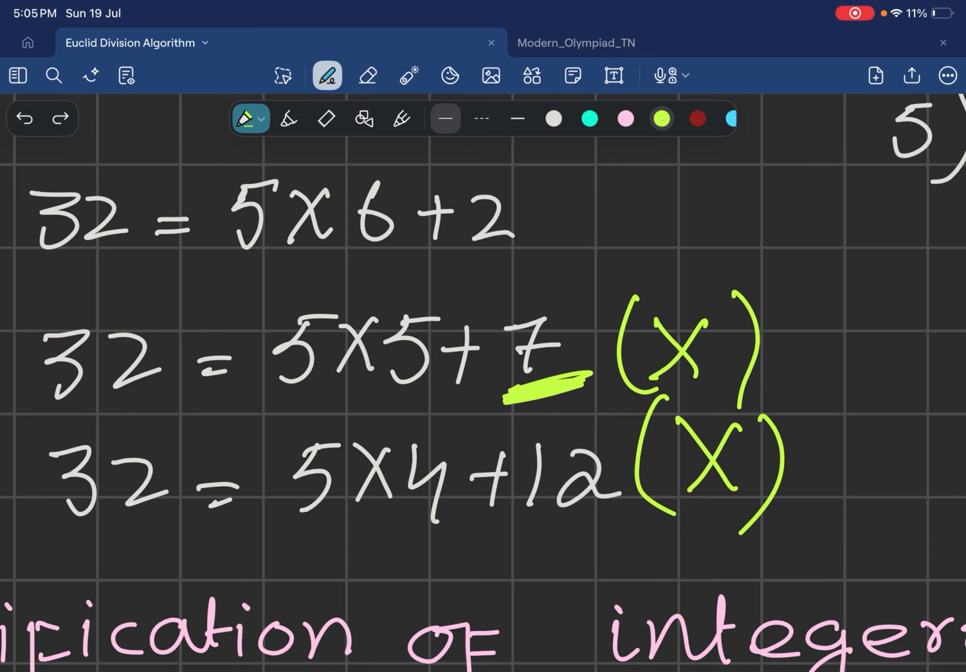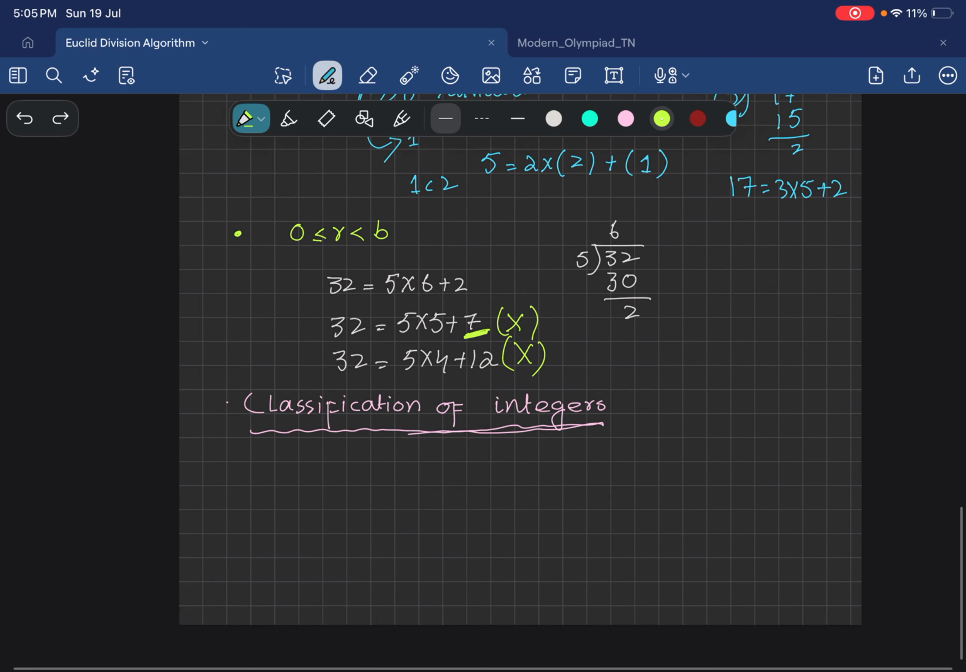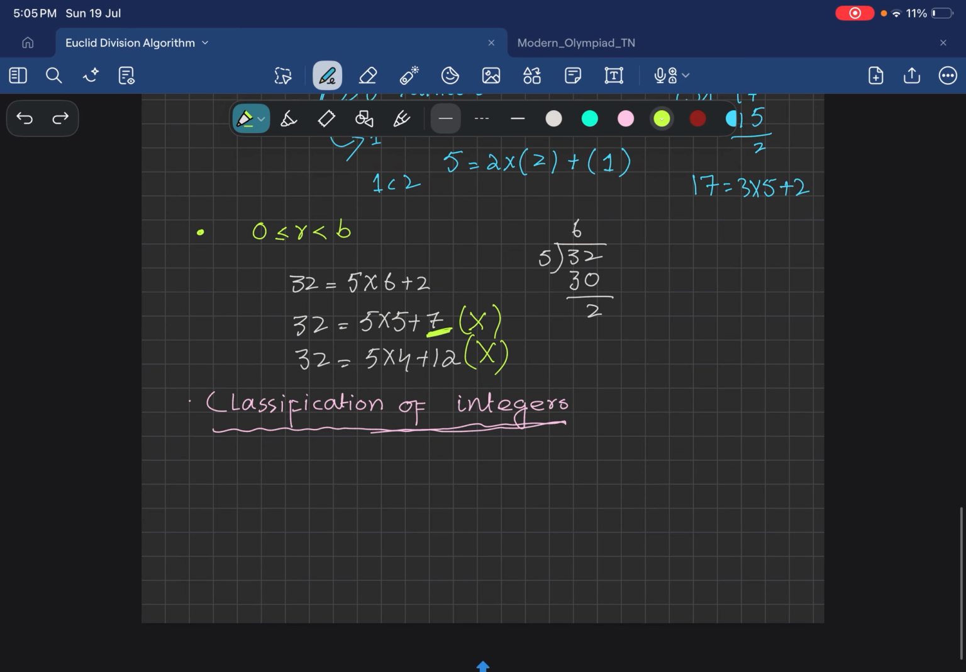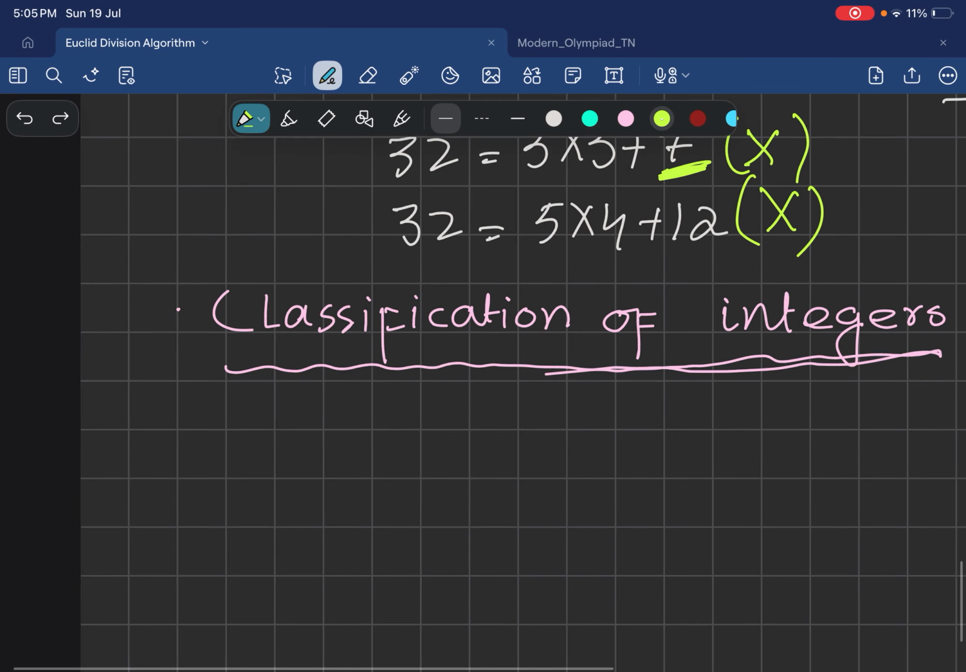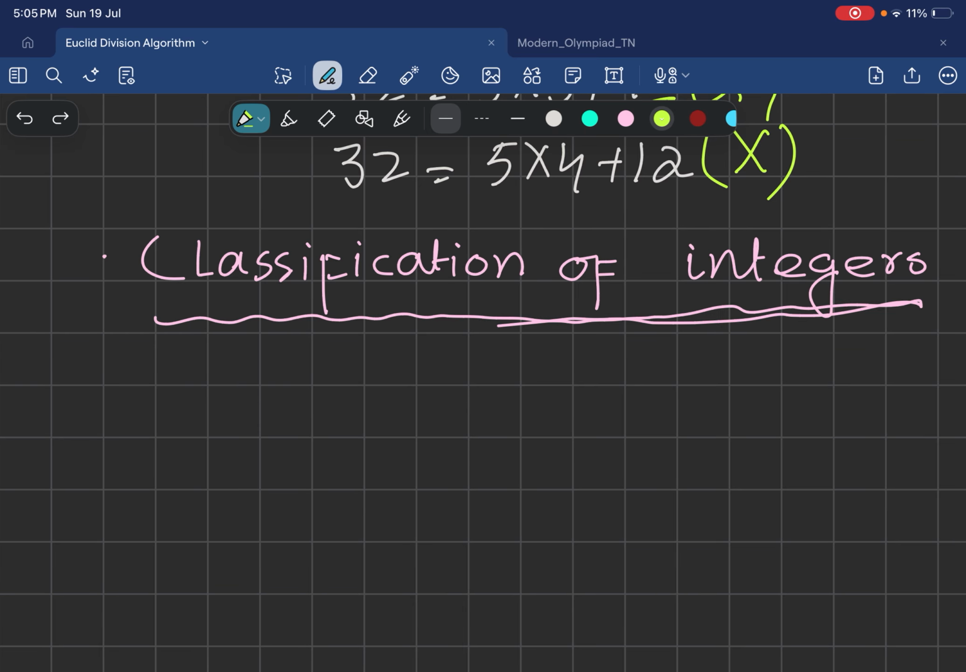That's why you could also write them like such, but that would not follow the division algorithm. Now, with the help of Euclid's division algorithm, you can divide the whole integers into 2 or 3 cases. Let me show you.